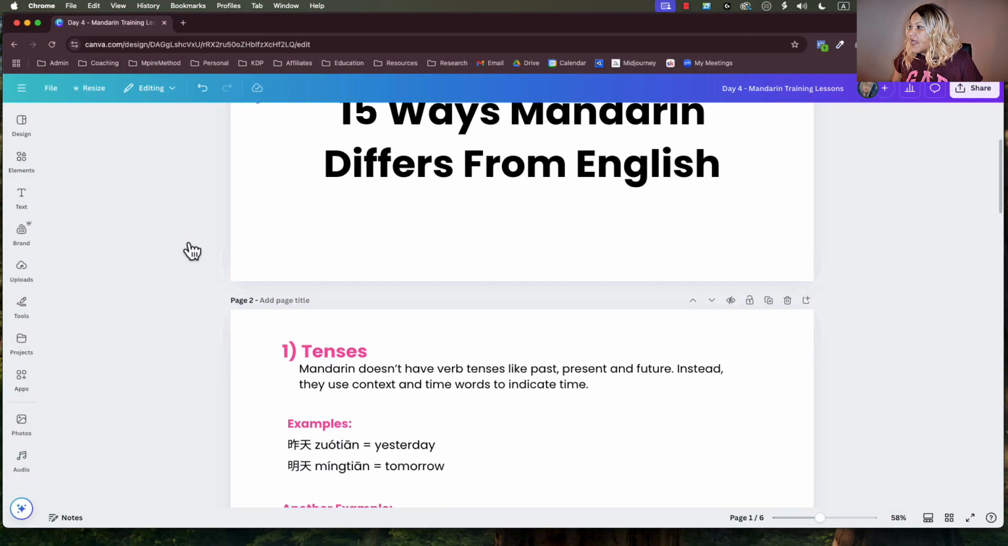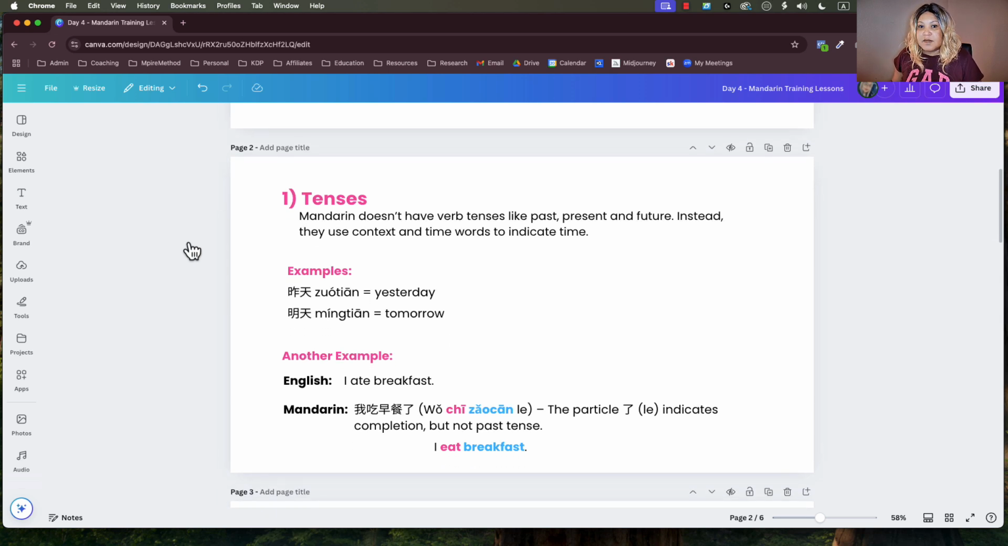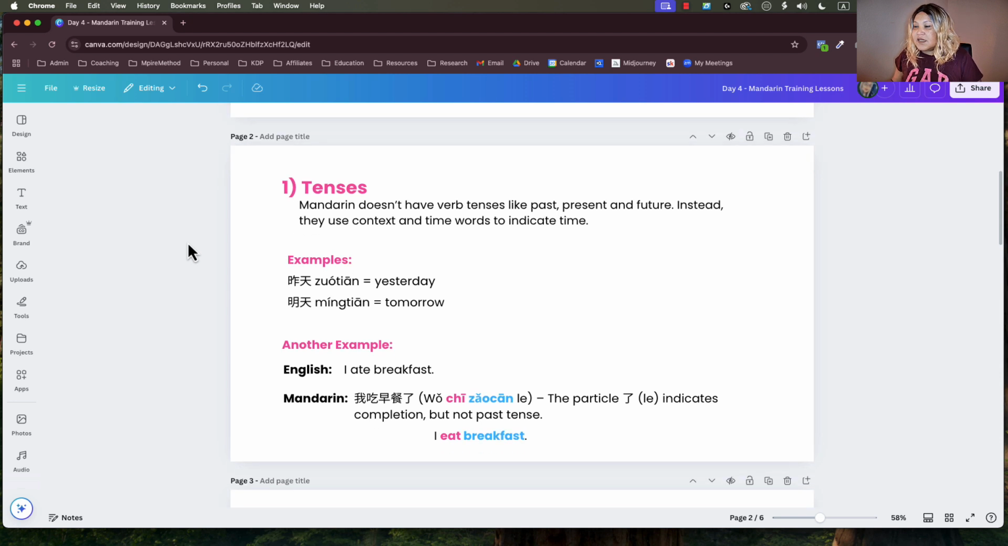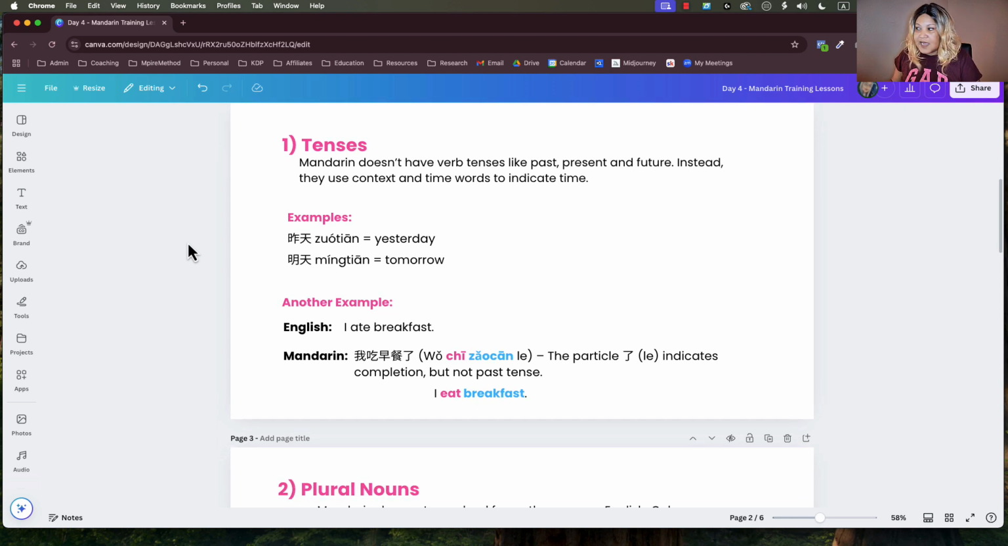So the 15 ways, these are the first 5. One way that Mandarin is different from English is in tenses. Mandarin doesn't have verb tenses like past, present, and future. Instead, they use context and time words to indicate the time. Like zuotian, that means yesterday. Mingtian means tomorrow. And jintian is today.